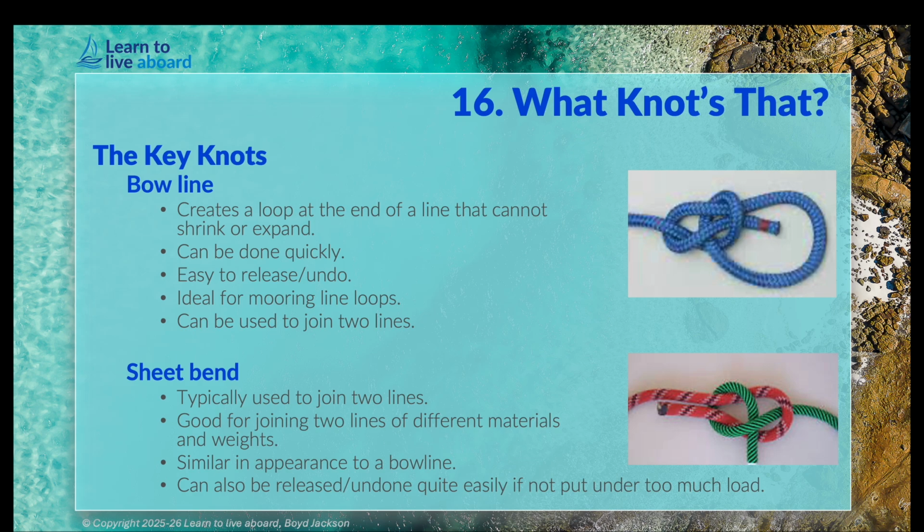Next one is the sheet bend. This is typically used to join two lines. Good for joining two lines of different materials and weights. Again, it's similar in some of its principles to a bowline. And it's relatively easy to undo as long as it hasn't been put under immense pressure or load. So that's the sheet bend. Not as regularly used, but certainly very handy to join a couple of ropes together.